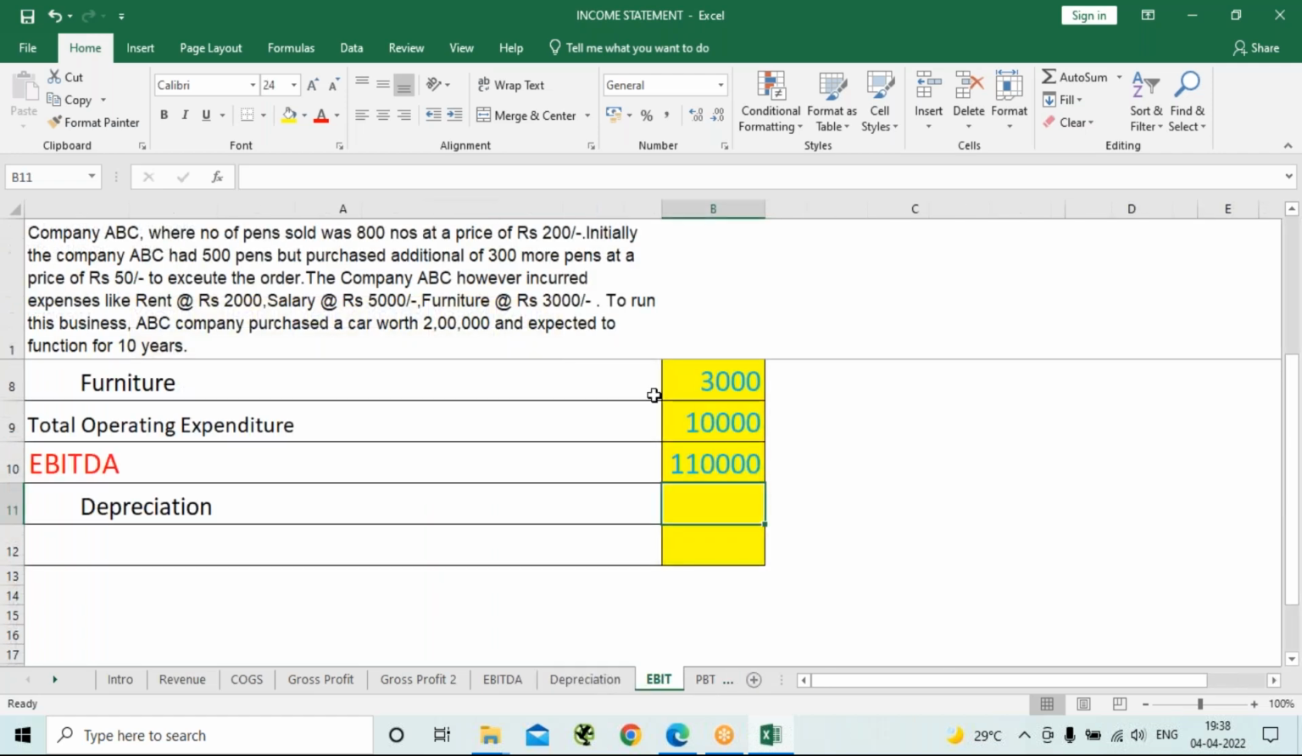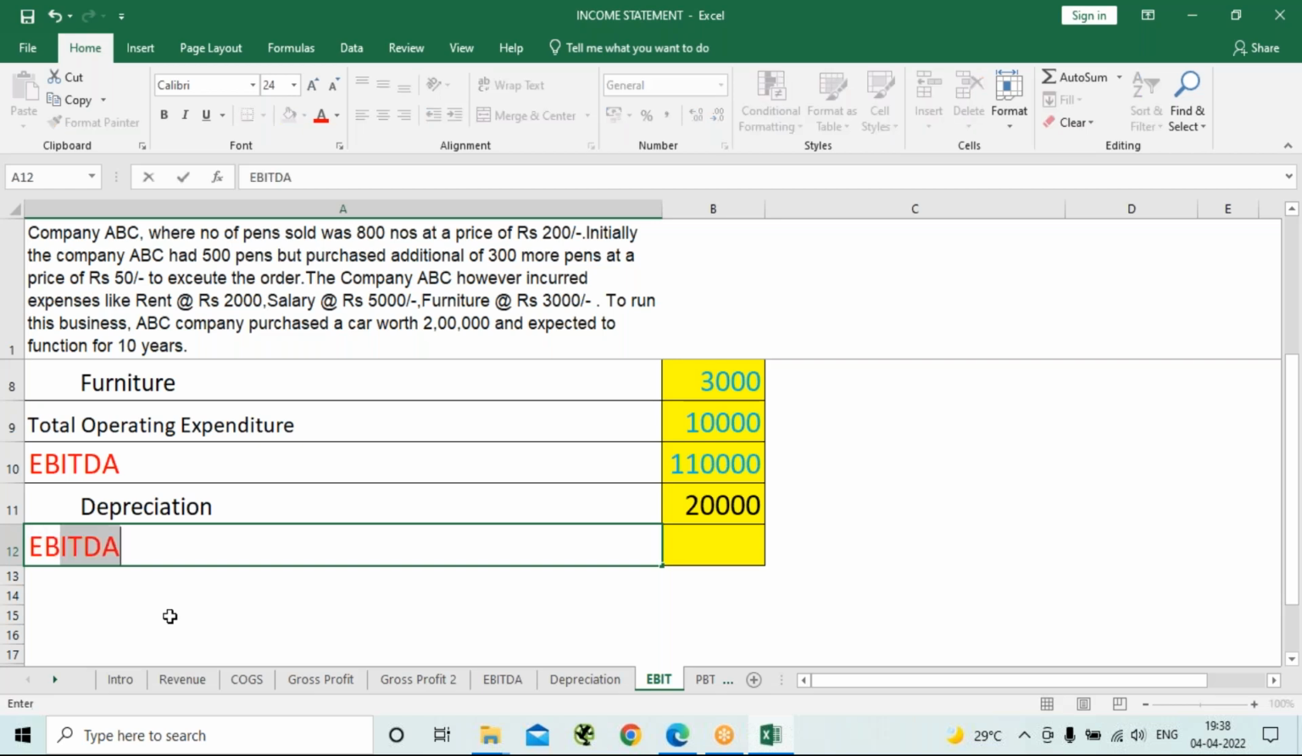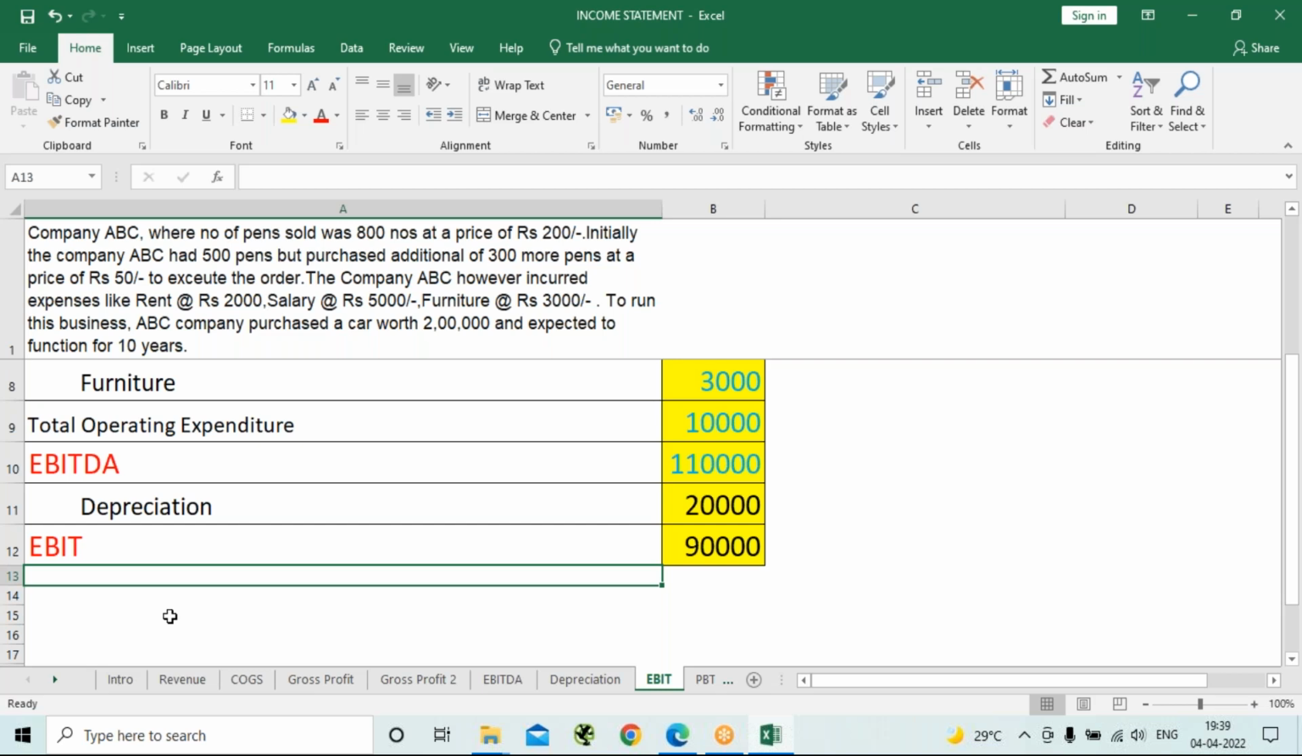But here in the EBIT it has been given as expected to function for 10 years. That means the calculation here will be 2 lakh divided by 10 years, which will be equal to 20,000. So the EBIT value, that is after depreciation, will be 1,10,000 minus 20,000. So this is going to be the EBIT value.